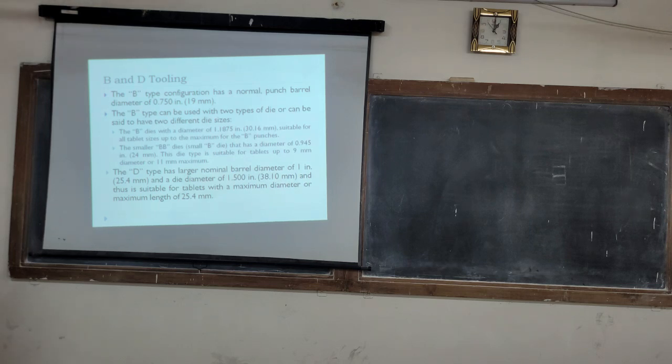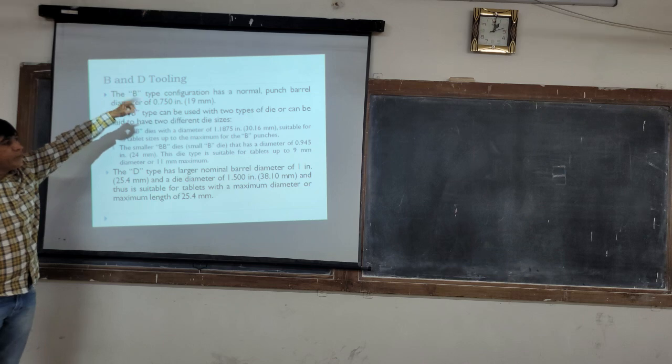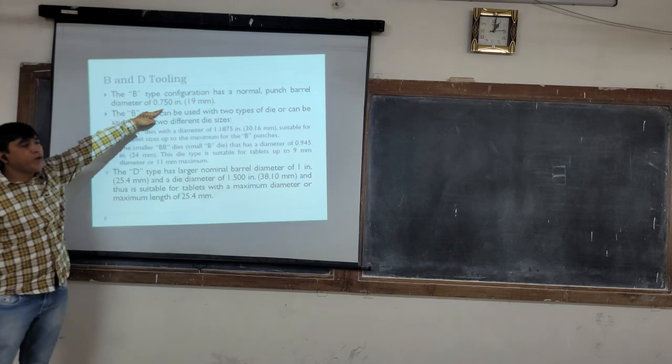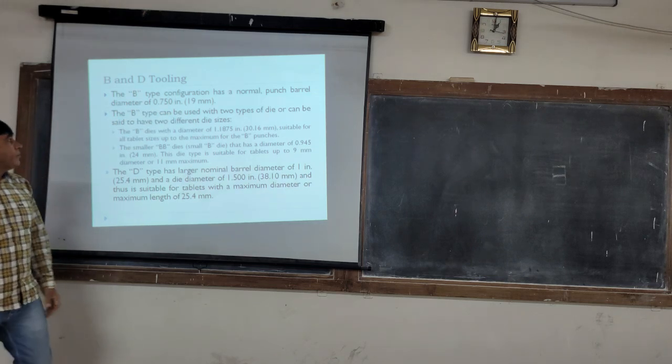And in laboratory scale, we require lesser compression force, and that's why we use lesser barrel diameter. So B tooling is preferred in the laboratory setup, and in an industrial setup, particularly for faster processing, we prefer D tooling. The B type configuration has a normal punch barrel diameter of 0.75 inches, that is 19 mm.